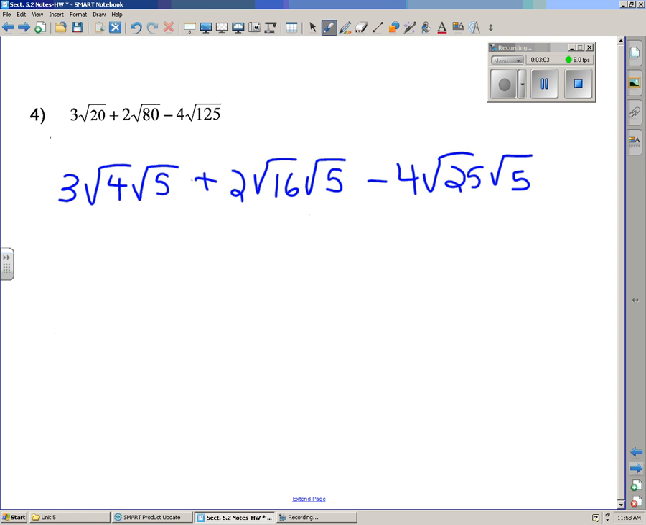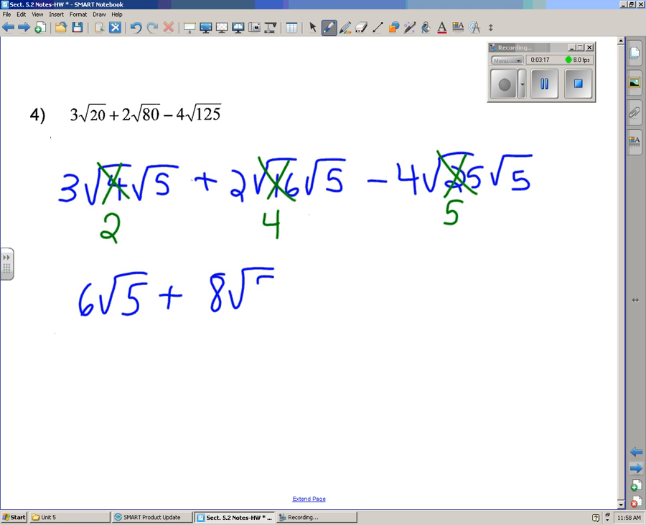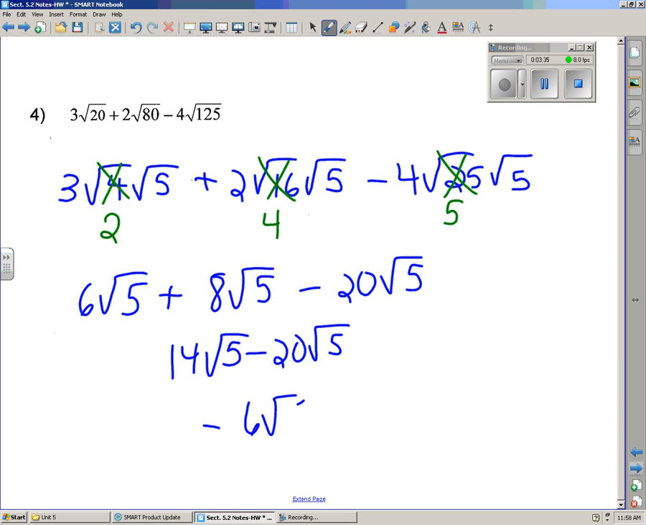Well, if I deal with all those perfect squares, out comes a 2, out comes a 4, out comes a 5. And now I have 3 times 2, or 6 rad 5, plus 2 times 4, which is 8 rad 5, minus 4 times 5, which is 20 rad 5. They're all like radicals. 6 plus 8 is 14, and 14 minus 20 is negative 6 rad 5.